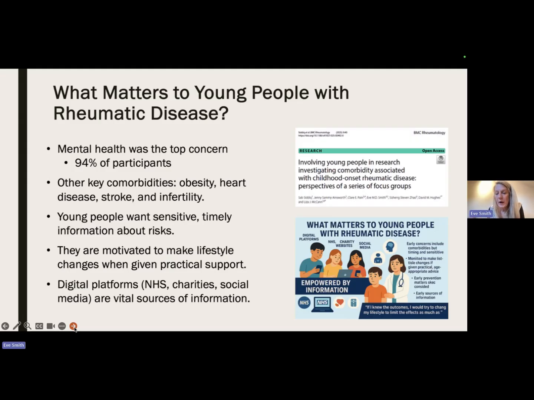And we did talk about when they want us to speak about comorbidities and long-term outcomes. And they said that although it was scary, they did want information on this. They wanted to know information about the risks, but in a sensitive way. And that if they had that information, it could help them to make lifestyle changes as long as there was some support to make those changes. And that, increasingly, they wanted digital ways to be able to get that information and to be able to support them over the longer term.